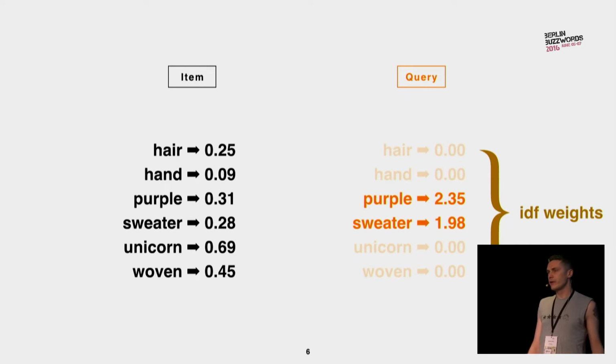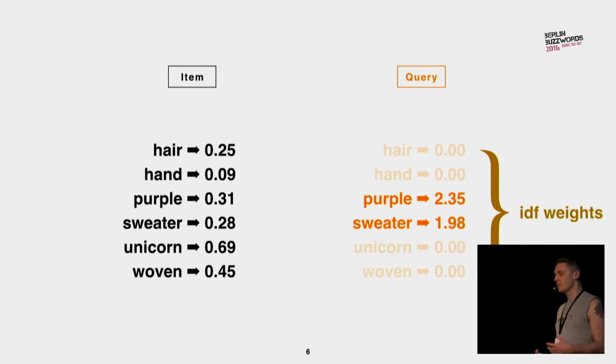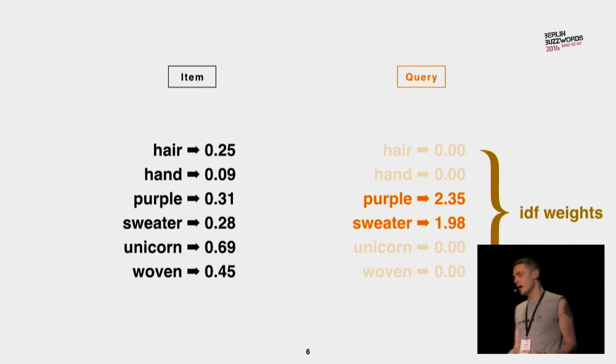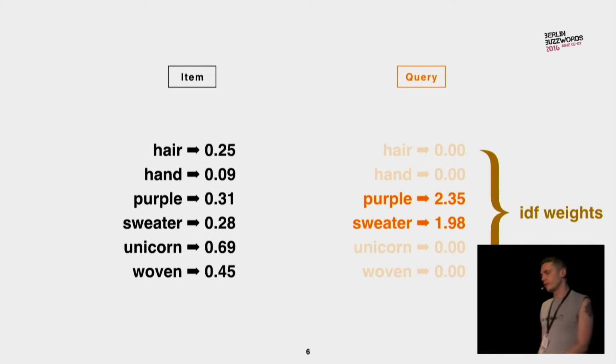Now, when a user enters a query, the query terms are assigned weights based on their document frequencies. And we can think of the item and the query as sparse term vectors. In other words, key value maps where the keys are terms and the values are the weights associated with those terms. Now, any terms not present in a particular term vector implicitly have a value of 0.